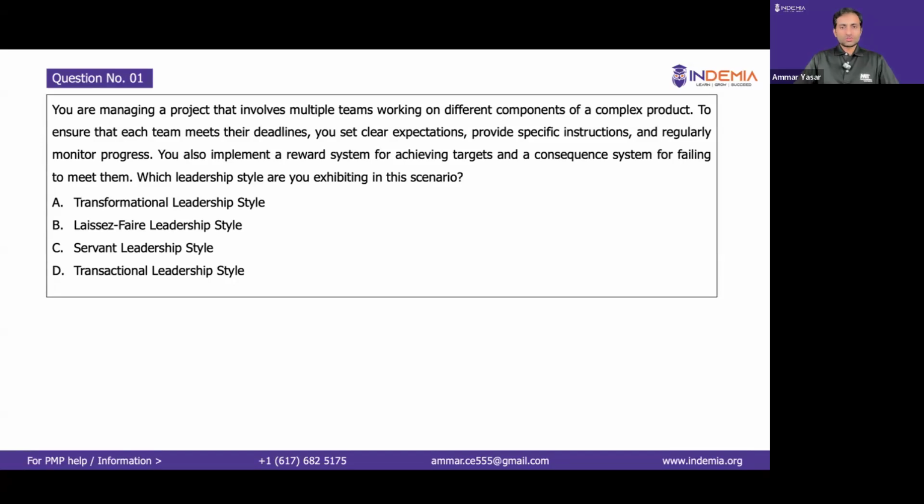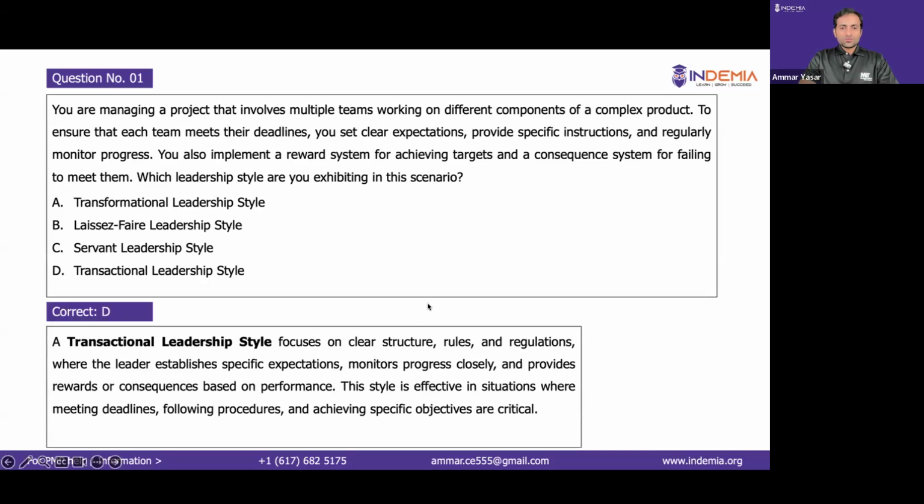D, transactional leadership style. So that is correct because here you're having a give and take dynamic. Team members would be working, and if they meet the expectation, you would be rewarding them. Otherwise, you would be penalizing them. So this is called transactional leadership style. So the correct answer is option D. A transactional leadership style focuses on clear structure, rules, and regulations where the leader establishes specific expectations, monitors progress closely, and provides reward or consequences based on performance.